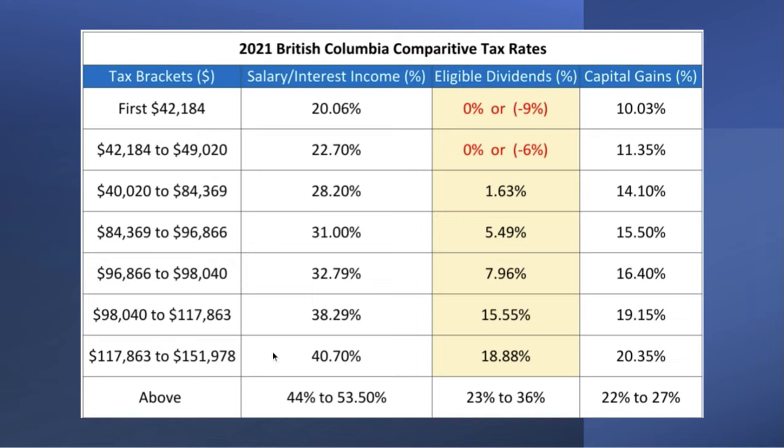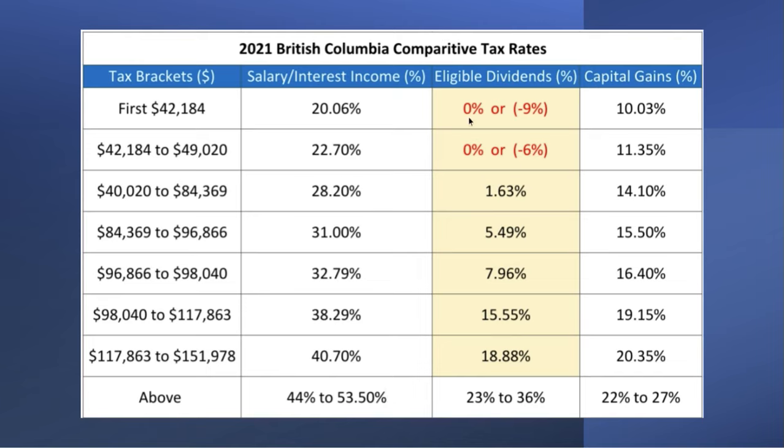And as you can see, at 117 to 150,000, you're in the 40% range. Rather than doing another 5 lines, I've just put that anything above that mark will be anywhere from 44% to the top rate of 53.5% in Canada. You're in the top 1%, and nobody's going to feel too sorry for you.